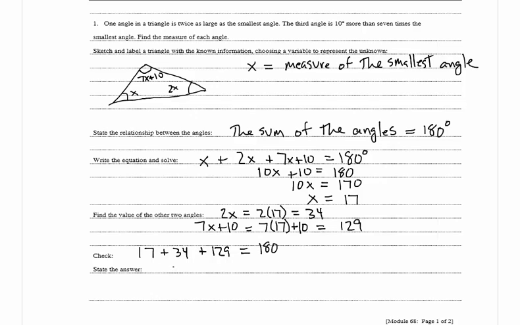So we can say that the measure of the angles are 17 degrees, 34 degrees, and 129 degrees.